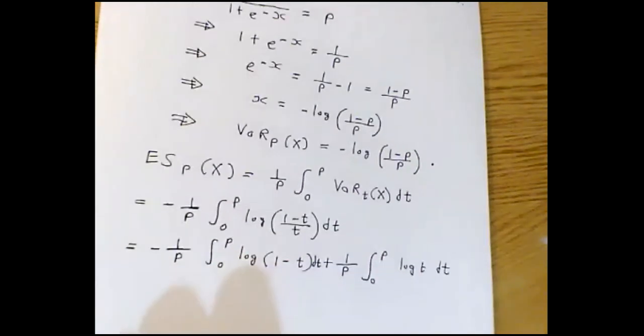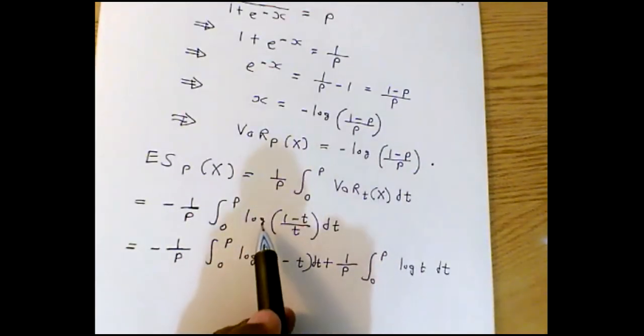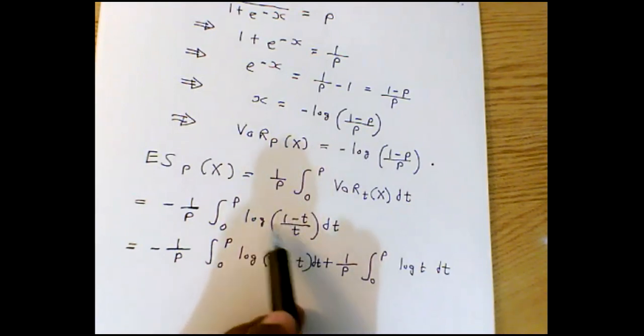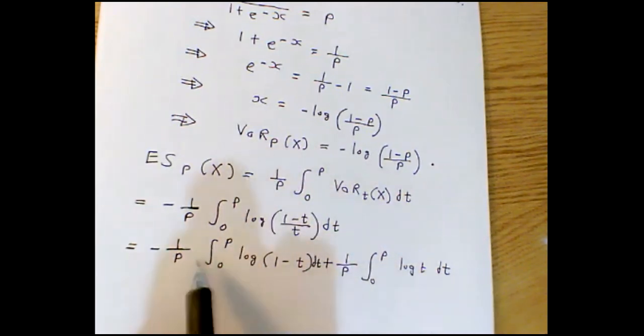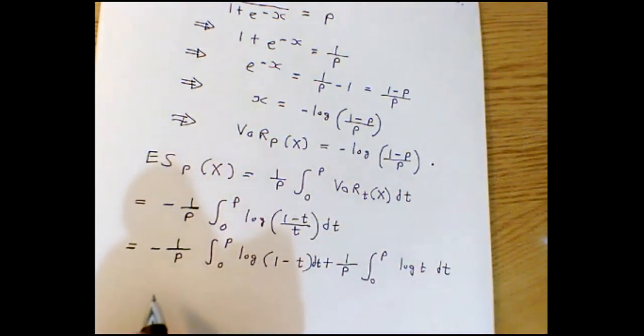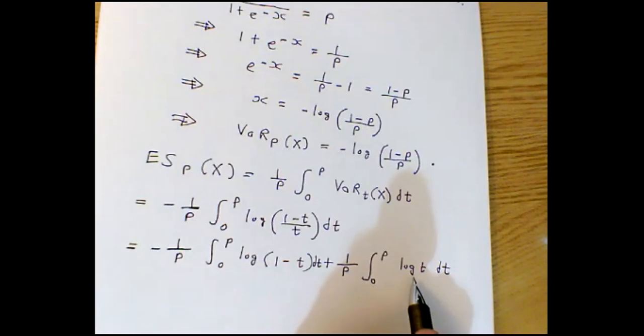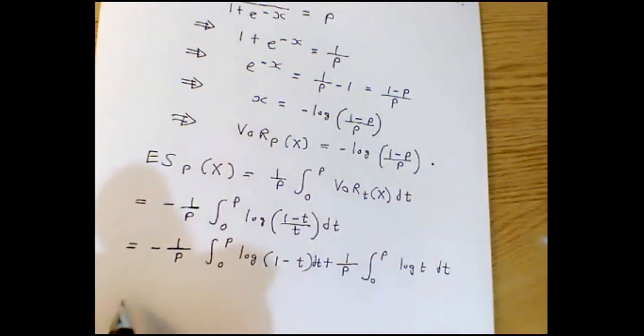Do you see what I've done? I used the fact that I can split the log of this divided by this as log of 1 minus t minus log of t. So you get two different integrals, right? Now to do this integration, you can use integration by parts. And the same thing, to do this integration, you can use integration by parts, right?